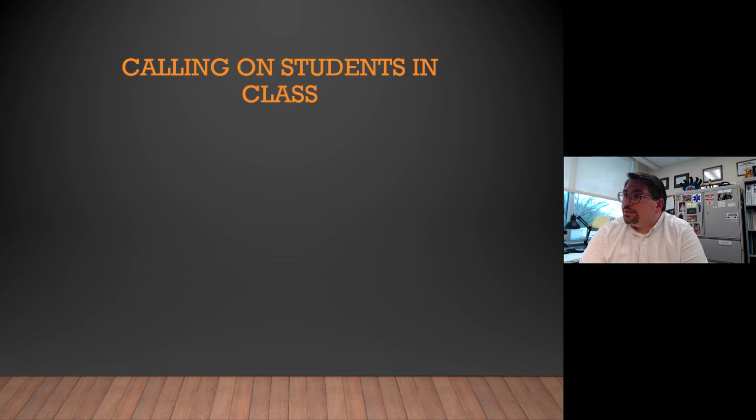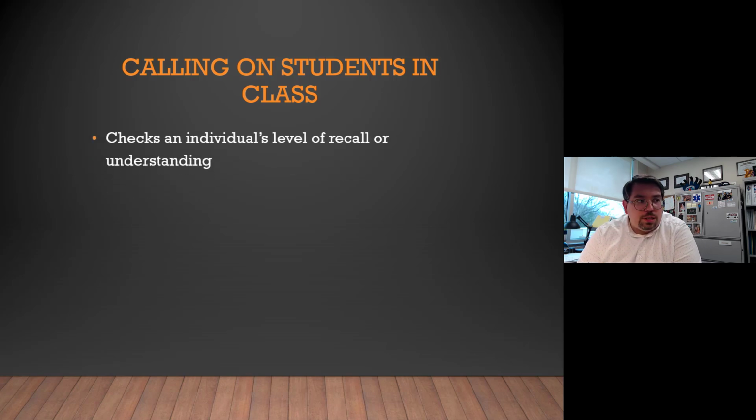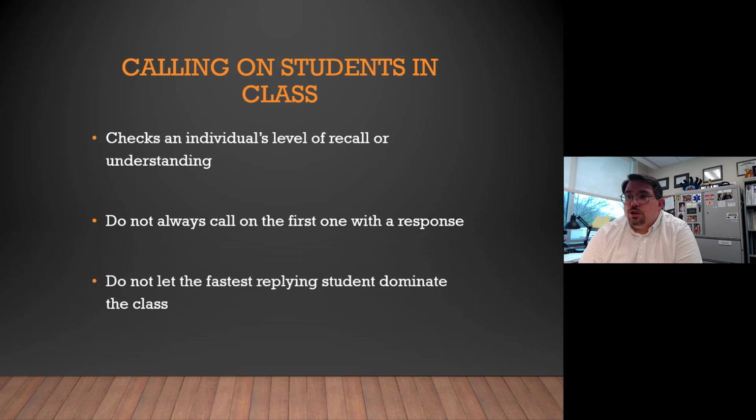Now, calling on students in class, you've got to have a way in which you do this so that you're not calling on the same students all the time. There're always going to be those students in class that are going to raise their hand for every question, or sometimes they don't even raise their hand, they just blurt out an answer. That's going to happen. There are ways in which you can do this. When you call on students in class, in essence, you're trying to check their level of understanding or the level of recall for the certain type of content that you're presenting. Make sure you don't always call on the first person with that answer as a response. You'll end up only answering for that one student, right? And then don't let the fastest student be the one that dominates the class either. Just because they're smart doesn't mean that the others don't want an opportunity to participate.